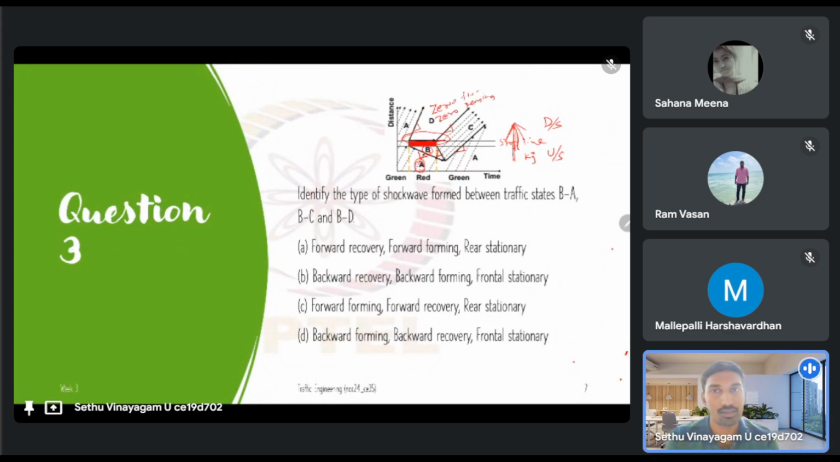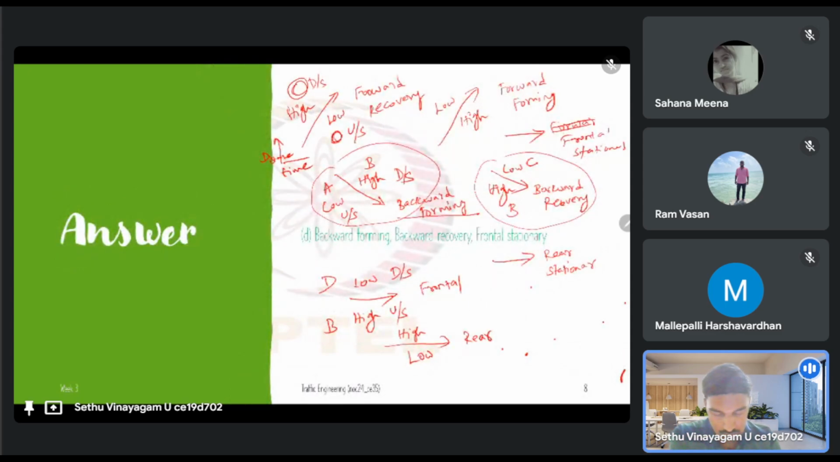When the signal turns red, there is no vehicle crossing this stop line, right? So there is zero flow and zero density. That is traffic state D. But immediately upstream there will be jam density, right? So that's the condition. It is low and high. So this will be a frontal stationary shock wave. Okay, is that clear? Any questions?